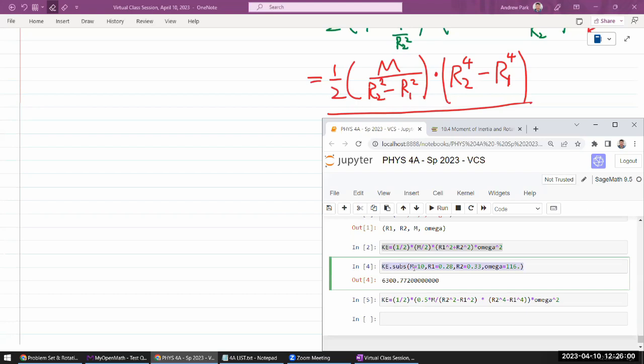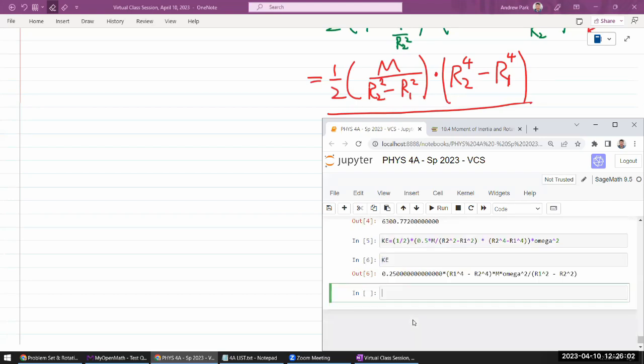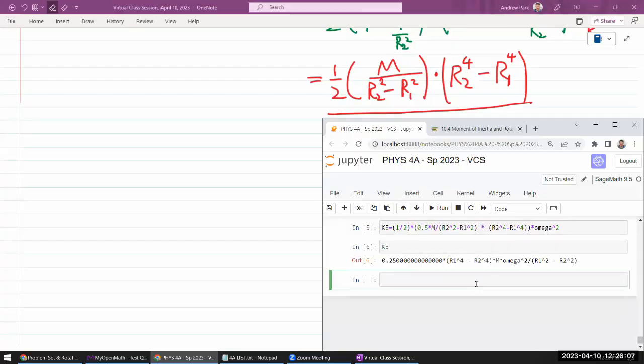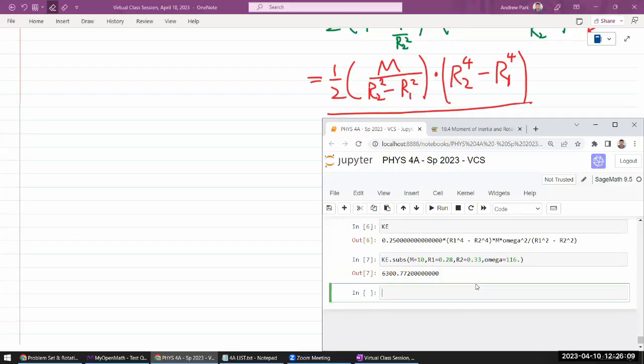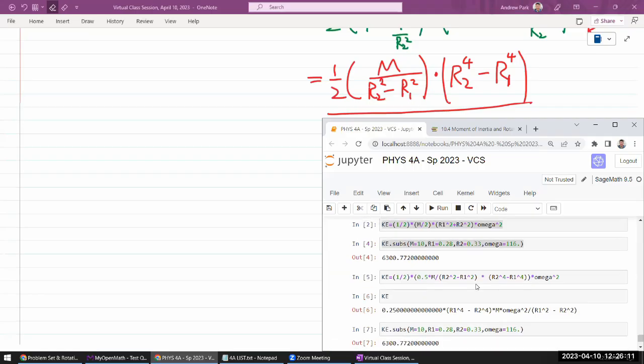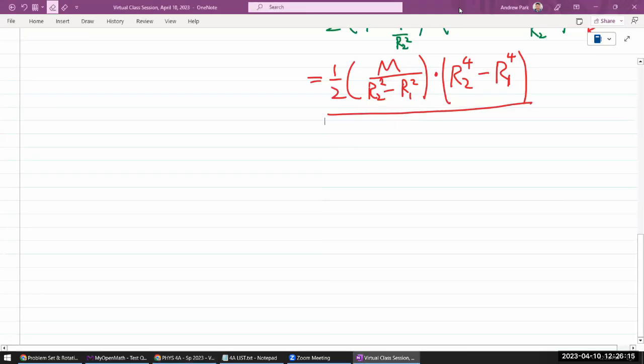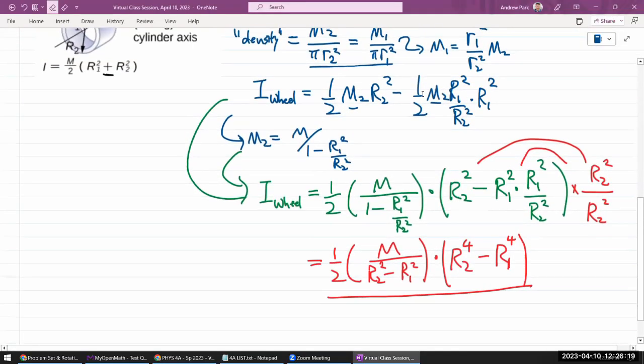Let me just display the kinetic energy expression to make sure I actually changed it. And when I substitute in these same values, you'll see that it's the same number. So this is the correct expression. If you want to leave things here, that's perfectly fine. You don't have to simplify it.